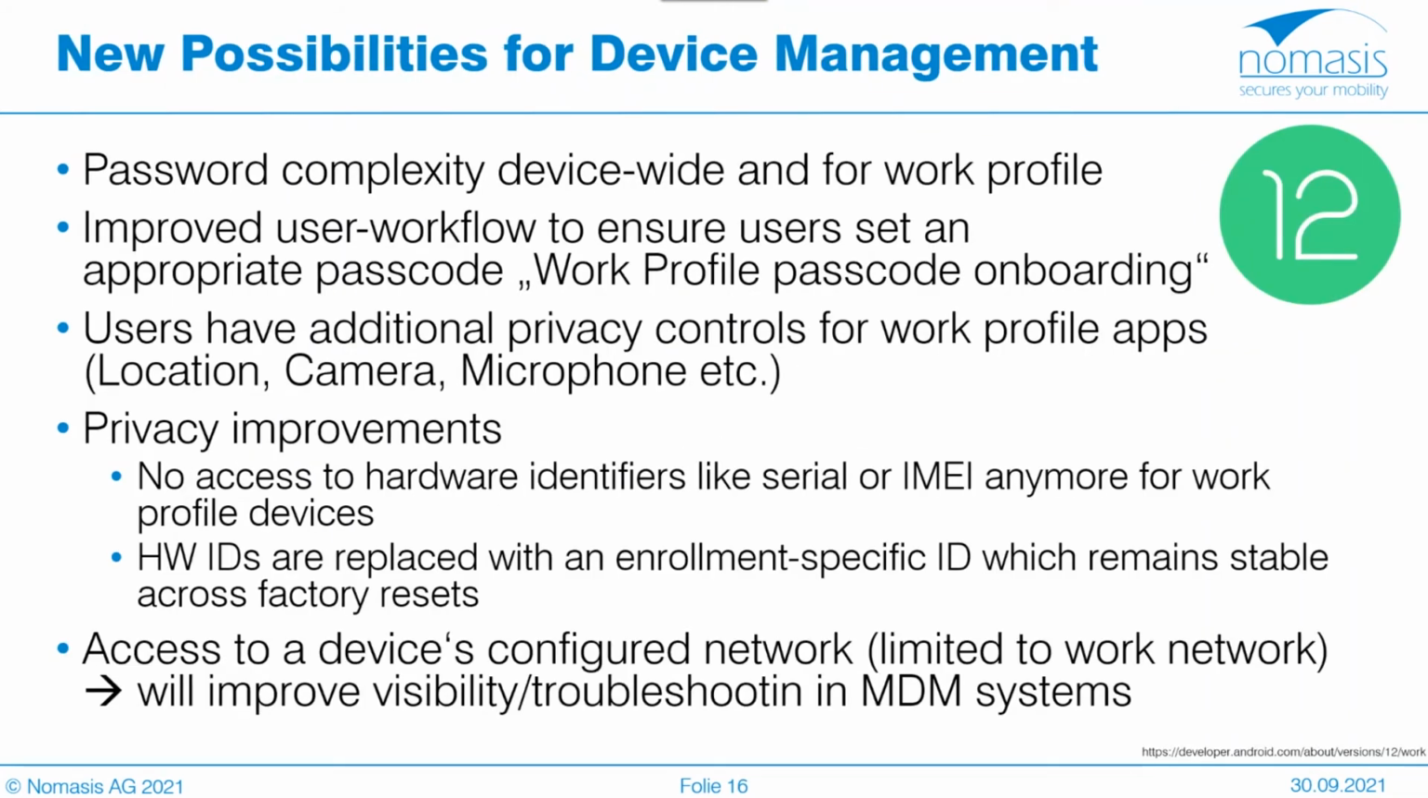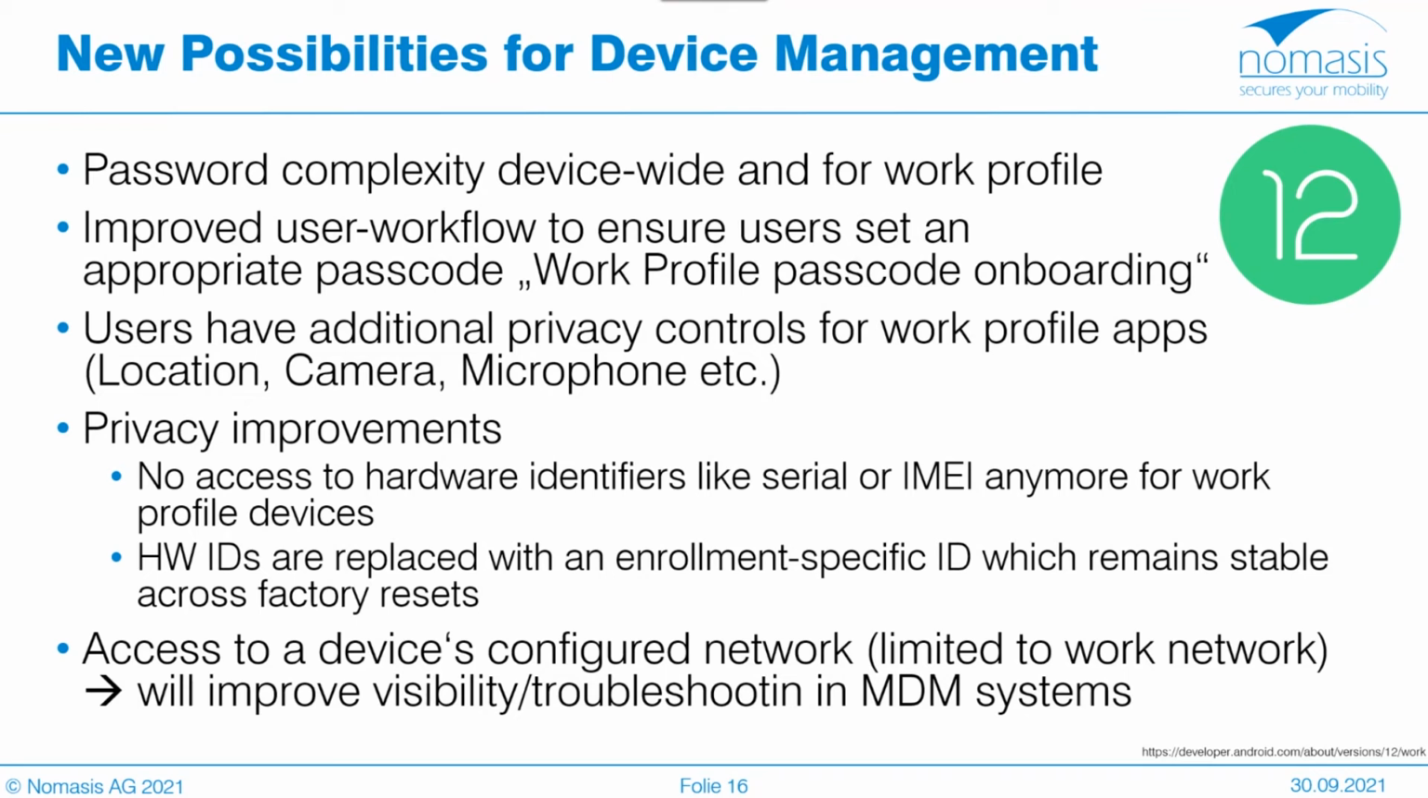For Android 12, there are new password complexity settings, and there's a new user workflow to make it easier for the user to choose an appropriate passcode. Users also have additional privacy controls for work profile apps. For example, a Teams app inside of the work profile can be restricted from using the camera or microphone if the user chooses to do so.